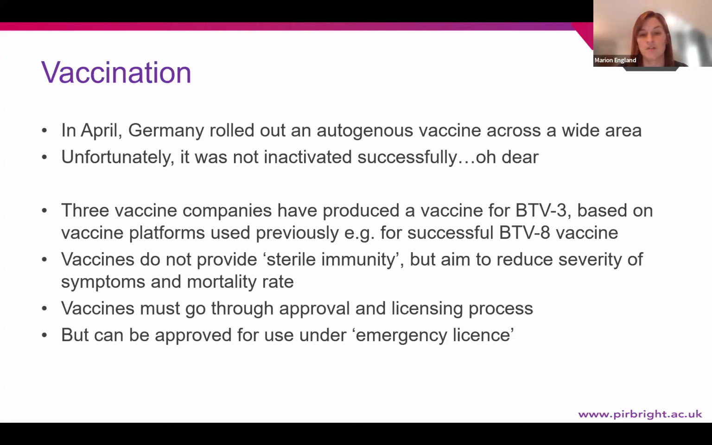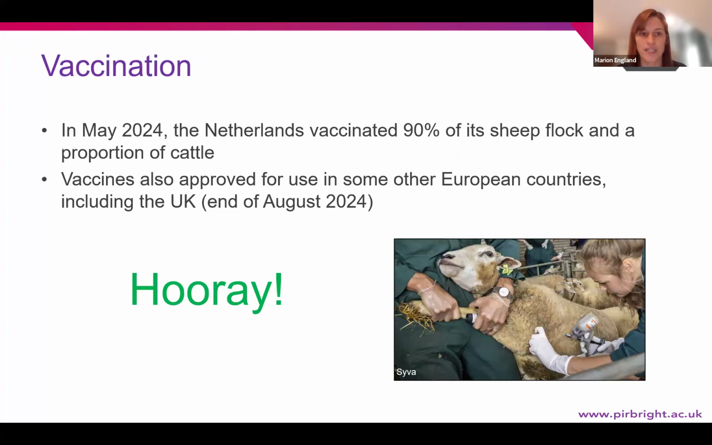So all vaccines must go through several stages for approval and licensing, but they can be approved for use under emergency license. I think we had this with COVID, where there wasn't time to fully test all the vaccines in order to get them out quickly enough. So this is the same situation. The evidence provided by the vaccine companies was strong enough that they were then issued under emergency license. So this all sounded great.